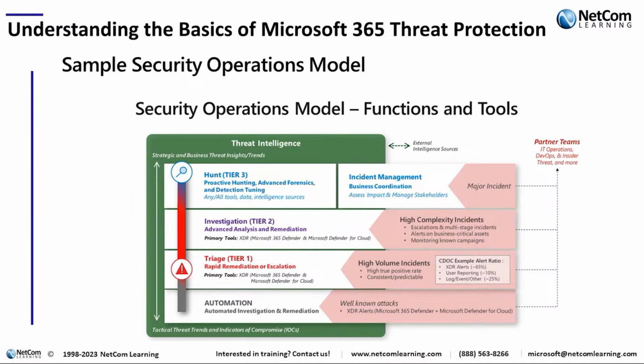Anyways, so it's 2023. As you get further down into automation, you see that the system can do things on its own, and it needs less and less human interaction to be able to resolve the problems. So this is what a standard or normal security operations model would look like.